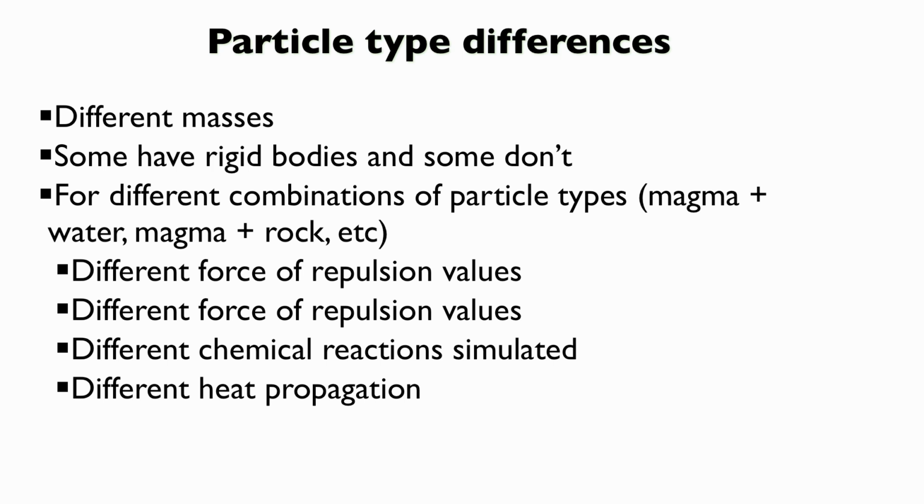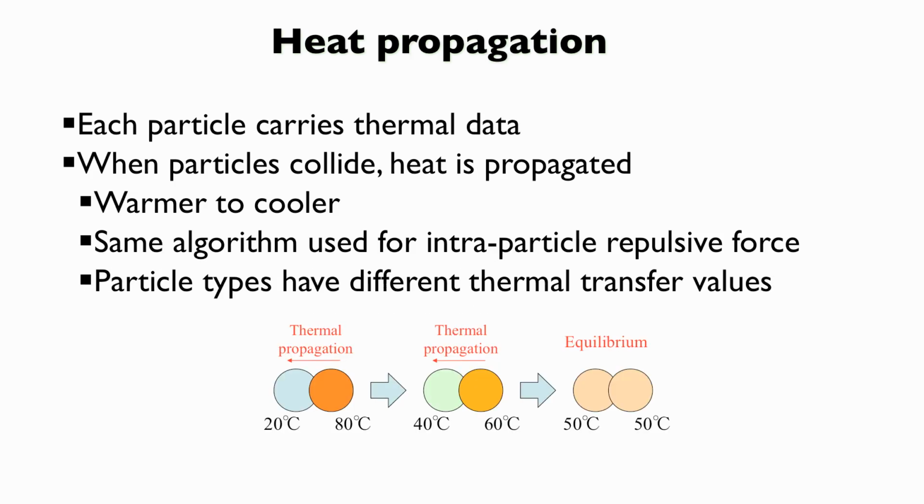So you think about heat propagation, it's basically what you saw before, where water and magma come together, and the magma gets hardened, and then magma eventually melts rock back into magma. So each particle carries some thermal data with it, and when the particles collide, heat's propagated. And just like in real life, we go warmer to cooler. Same algorithm we use in the particle update for the interparticle repulsive force, and they all have different thermal transfer values. So here you see at the bottom heat going to cool, and then they reach equilibrium, and then there you go.